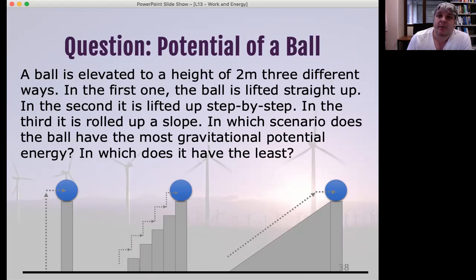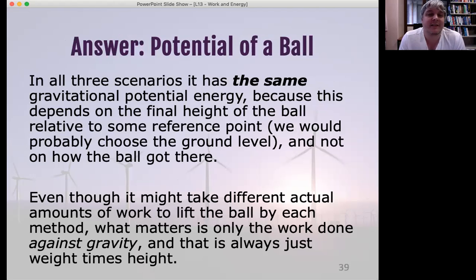Hopefully you've got an idea in mind already. The answer is that it has the same gravitational potential energy in all 3 scenarios, because the potential energy only depends on the final height of the ball. Right? It doesn't matter how it got there. It only depends on that final height, mgh. That's all that matters for potential energy.